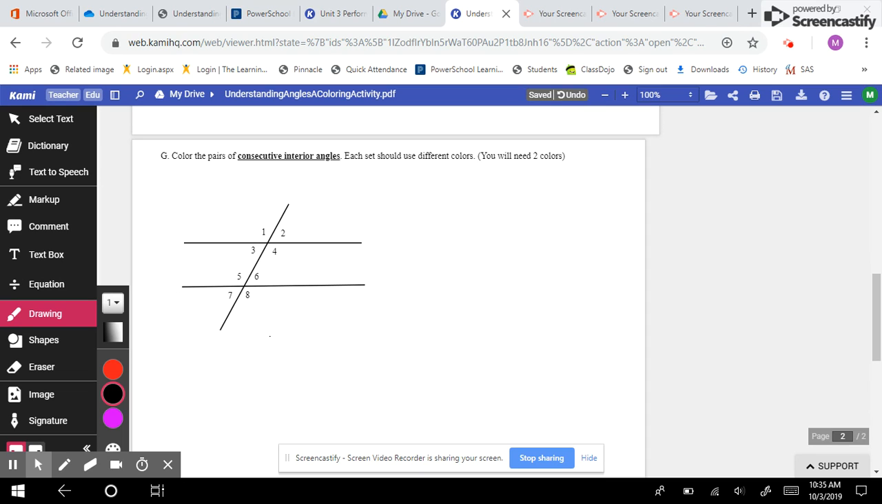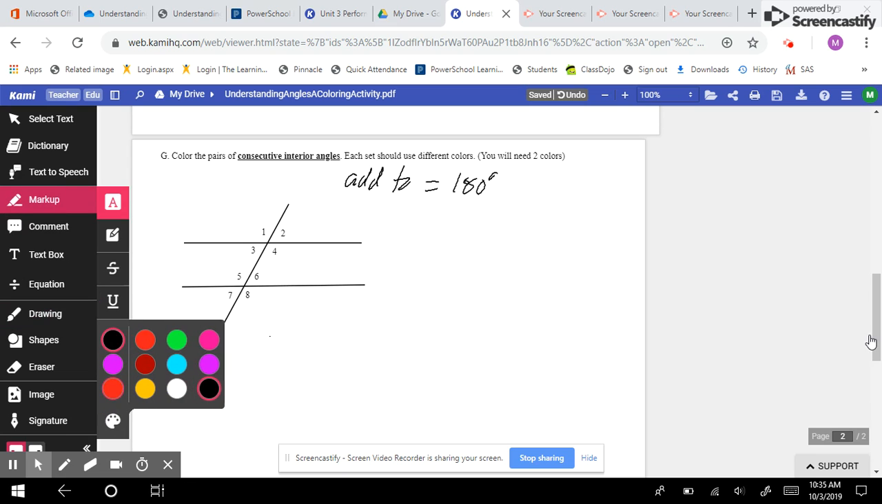The last one we're going to look at are consecutive interior angles. Consecutive interior angles are supplementary angles. They're going to add to equal 180 degrees. When I hear interior, I have to think inside the parallel lines, and consecutive, they're going to be on the same side of the transversal.